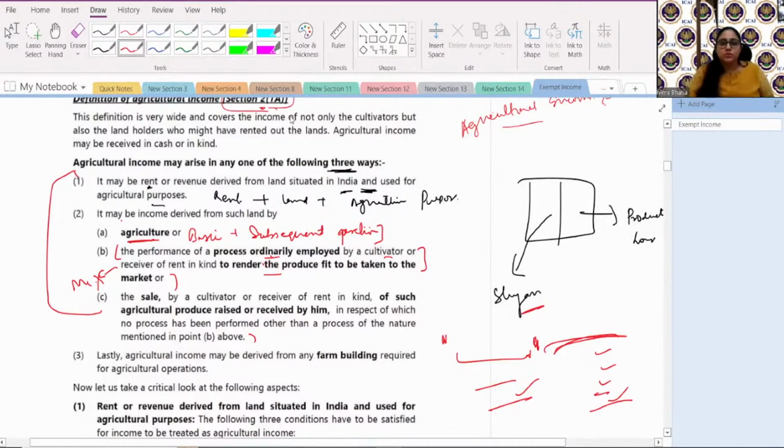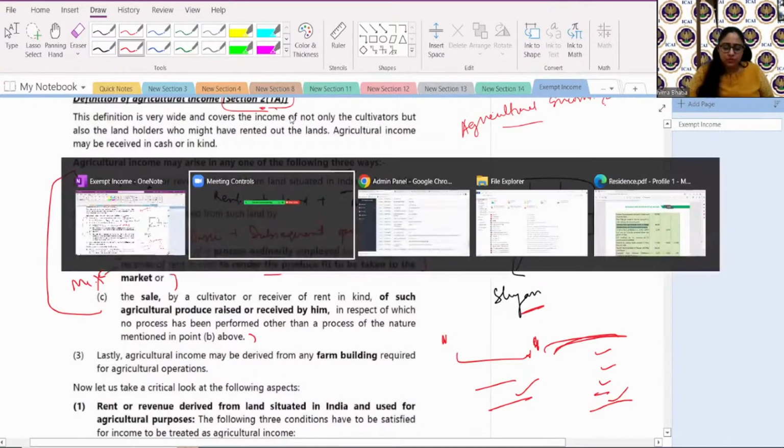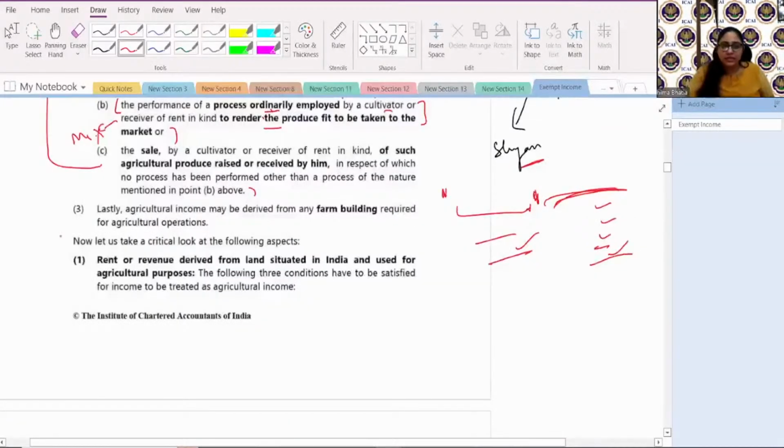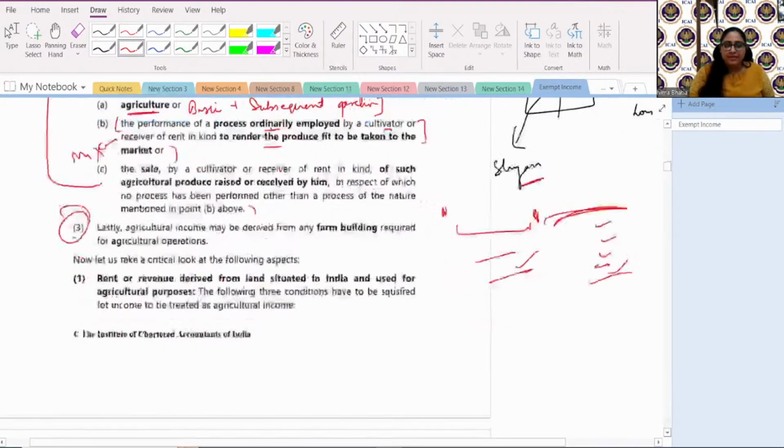Okay, so with this let's do one question and you will understand how the agricultural income for this particular B and C can be understood. The third part of the definition is still left to be done, but first focus on B and C.